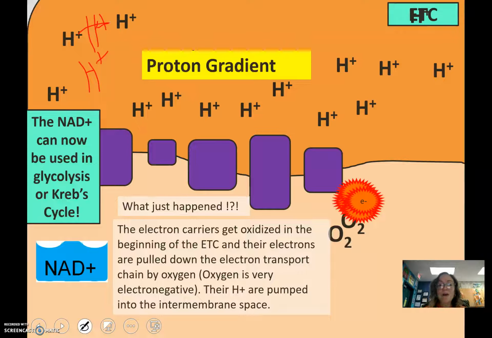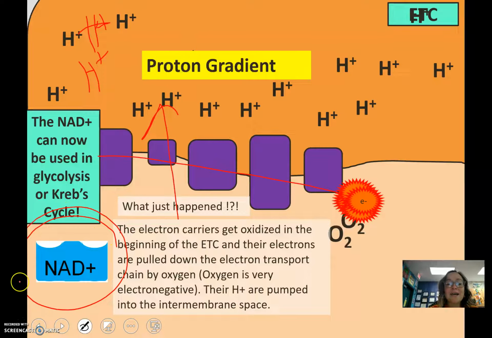And obviously positive ions aren't going to voluntarily go towards other positive ions. And so this is why we use the word pump, that it's pumping and forcing them into an area where they wouldn't naturally go. And so we've established a difference in charge across the membrane, all because we oxidized these electron carriers.